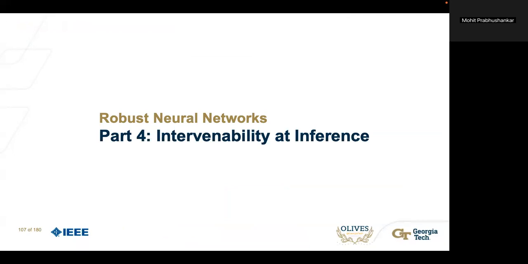Personally, this is my favorite part because everything that we showed before is something that we worked on 2 years before, 1 year before. But since then, this is something that we have worked on more recently. And the idea of intervenability is not as explored, let's say, as something like explainability or uncertainty.